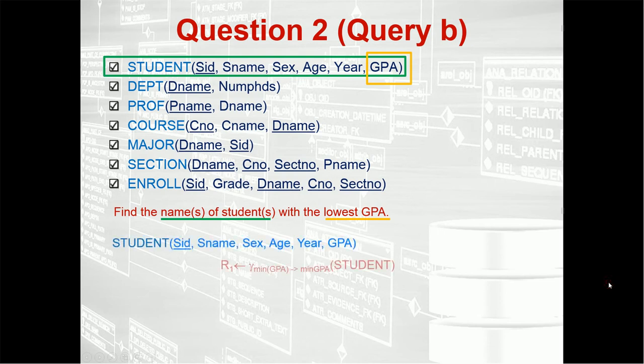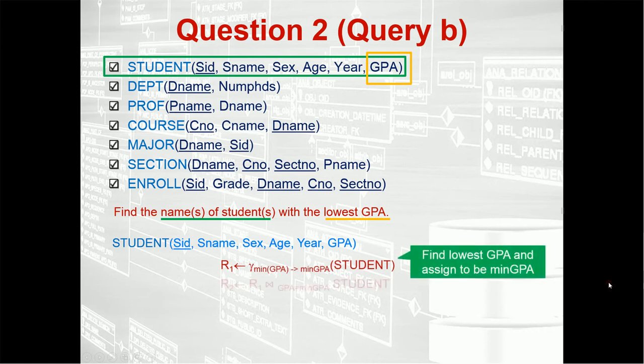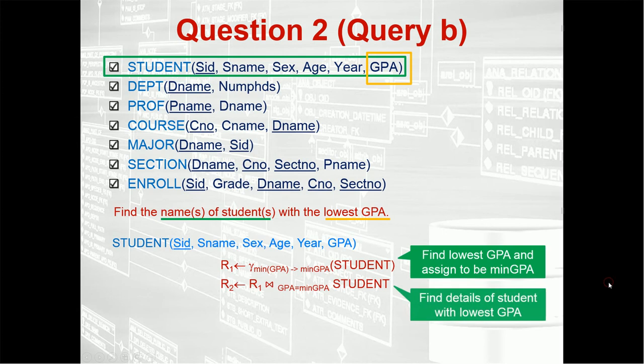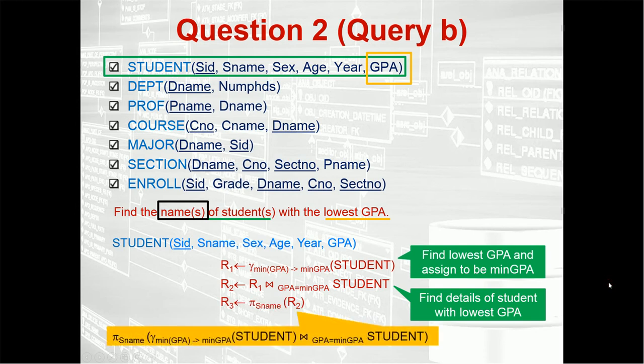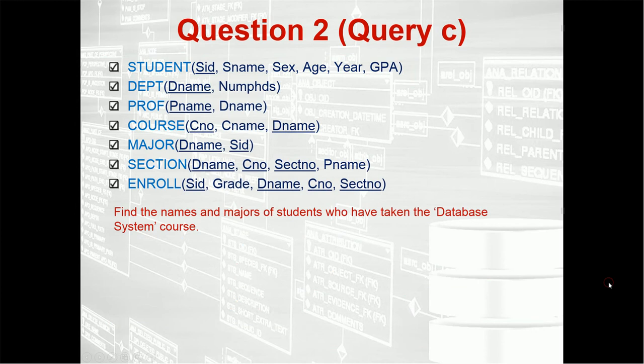First, we find the lowest GPA and assign it to be min GPA. Then, we find the details of student with lowest GPA. Finally, we do a projection on R2 to get the results. Then, we move on to question 2c. Please press pause at this point if you need time to attempt this question.